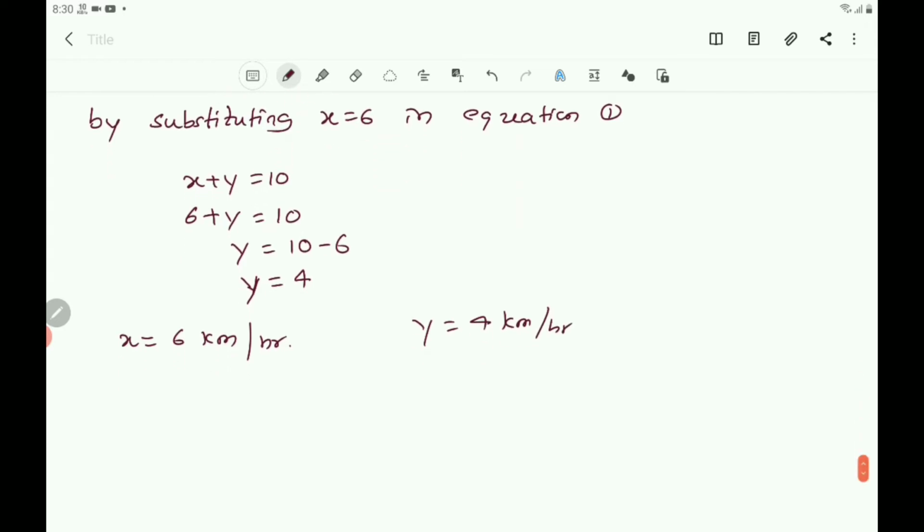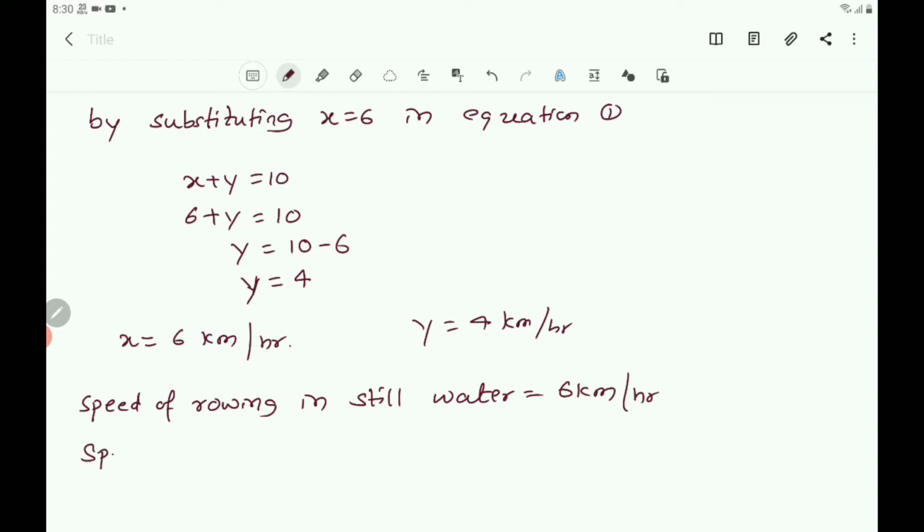It means x, the speed of rowing in still water, equals 6 km per hour, and the speed of the current equals 4 km per hour. In this way, by considering them as a pair of linear equations in two variables, we got the solution here.